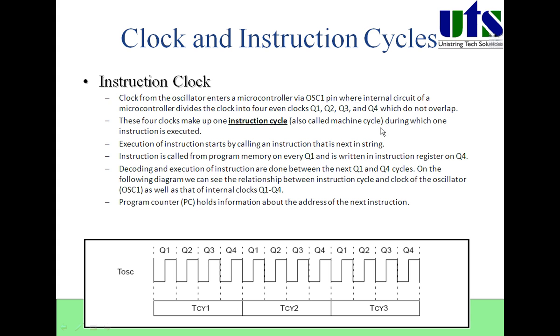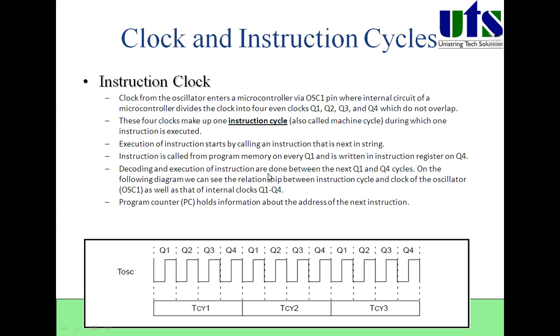Also called the machine cycle, during which one instruction is executed. Execution of an instruction starts by fetching the instruction that is next. So as well, it is a RISC property. It has a fetch, decode and execute 3-stage pipeline. So we can see here how the fetch, decode and execute stages are executing.